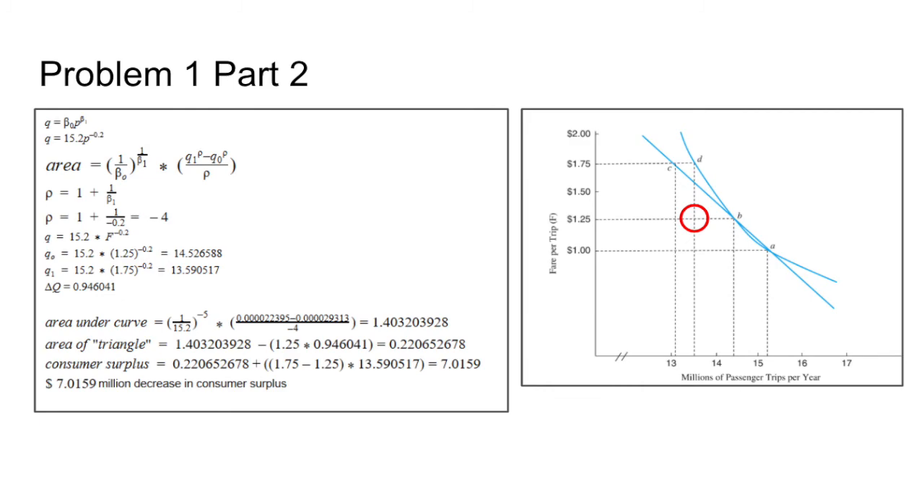The left rectangle is bound by point D, the point in the red circle, and $1.25 and $1.75 on the vertical axis, which are the starting and ending prices respectively. The loss in consumer surplus is the full area under the curve minus the lower rectangle plus the left rectangle, which results in an area of $7.02 million defined by points B and D and the markers on the vertical axis for $1.25 and $1.75.